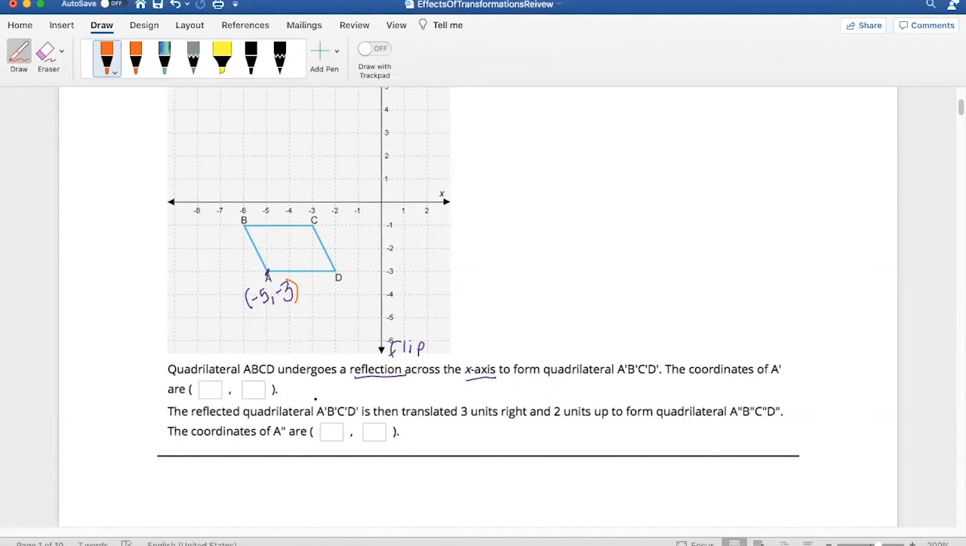It's like a reflection. So right now, point A is 3 down from the x-axis. When we reflect it, it's going to end up here, 3 up above the x-axis. And that we can label as our A prime. And that point is then at (-5, 3).